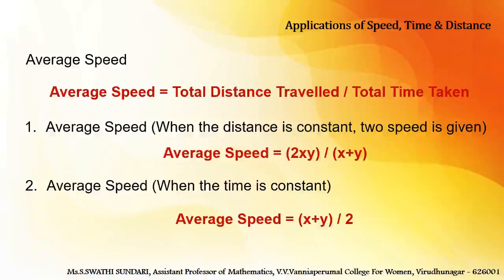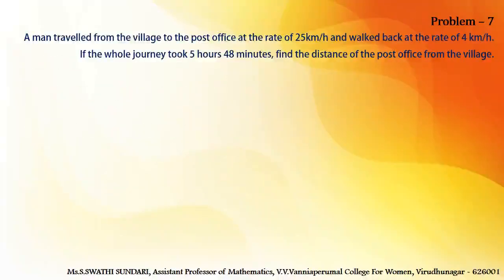So here the problem is: a man travelled from the village to the post office at the rate of 25 km per hour and walked back at the rate of 4 km per hour. If the whole journey took 5 hours 48 minutes, then find the distance of the post office from the village.